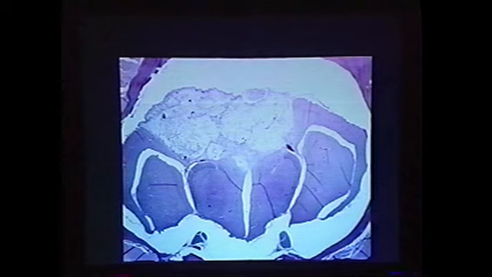This is a transverse section through the skull of a snake with xanthomatosis in the brain. Note the accumulation of xanthomatous inflammation within the meninges and extending down into the neuropile with associated compression of the adjacent neuropile.